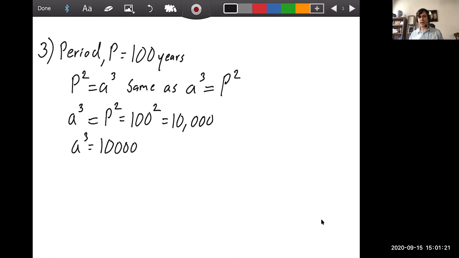How do you get rid of a cube? You take the cube root, which is the same as raising it to the 1/3 power. Raise it to the 1/3 power. So I have A equals 10,000 raised to the 1/3.